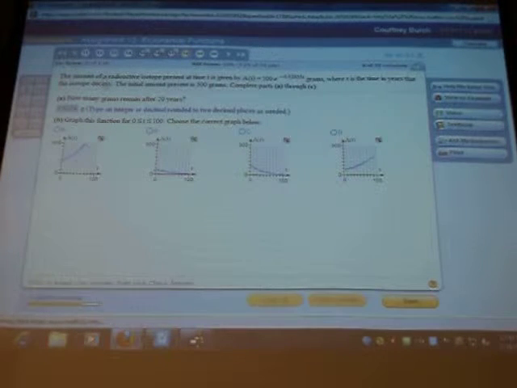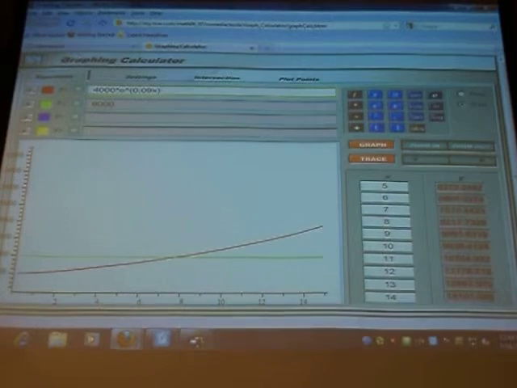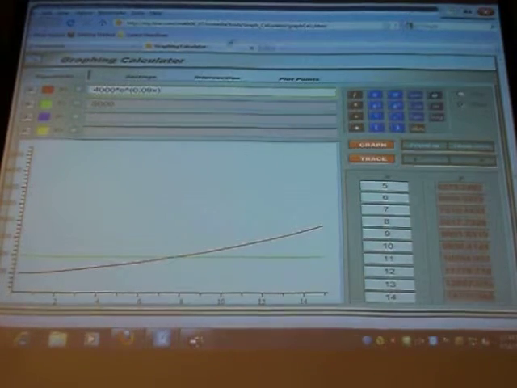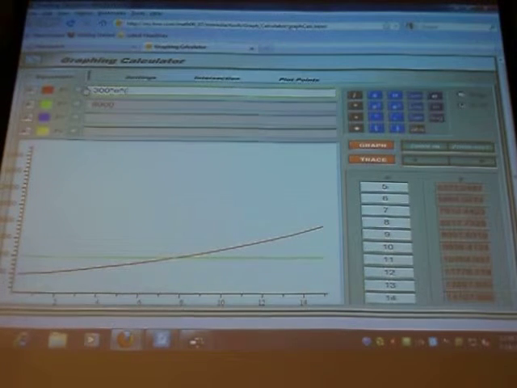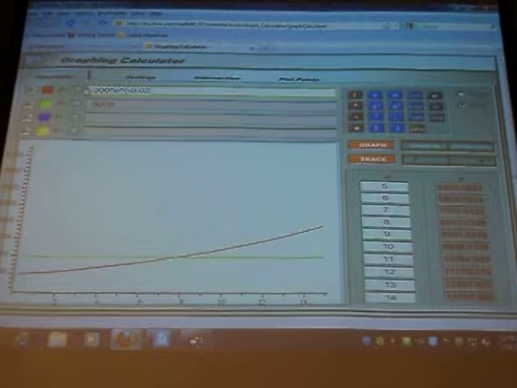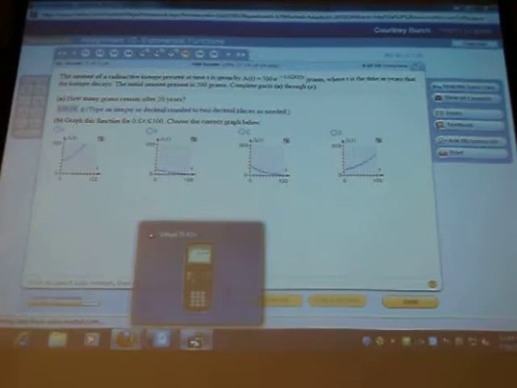Okay, now if I want to graph that, I'm going to do it the same way I did before. So 300 times e to the power of parentheses negative 0.028. This is my decimal. 2833x.